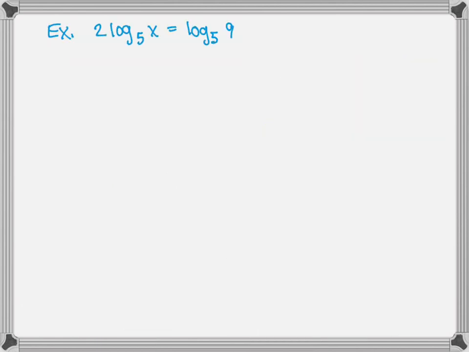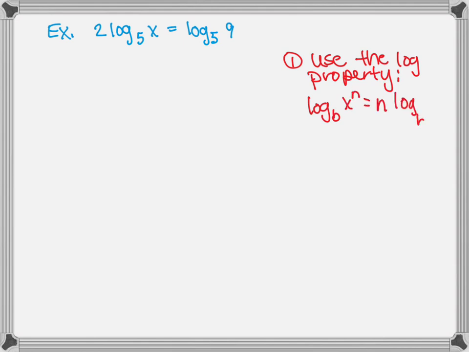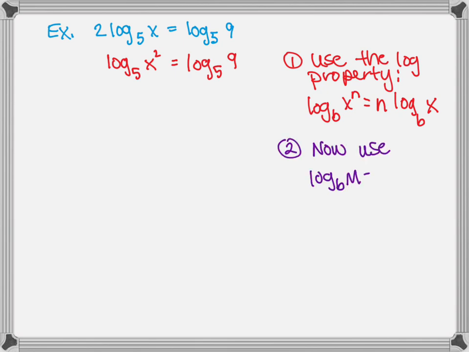Third example, 2 times log base 5 of x equals log base 5 of 9. So here we'll use the log property where we can take that 2 that's out in front and bring it up to be an exponent on the argument of the log. So we can write log base 5 of x squared equals log base 5 of 9. And now we have both sides as logs with the same base, and we can ignore the logs and set the arguments equal. So we can write x squared equals 9.